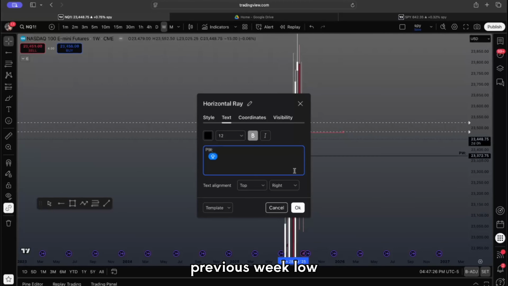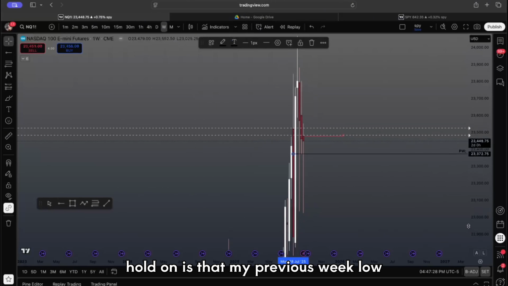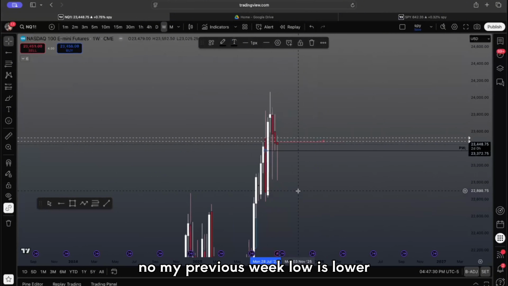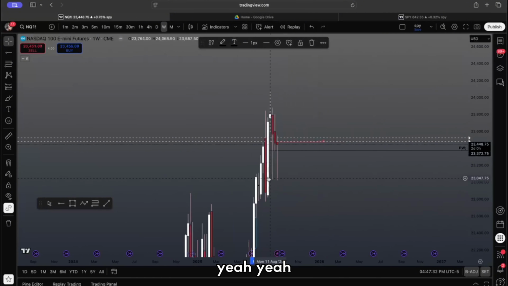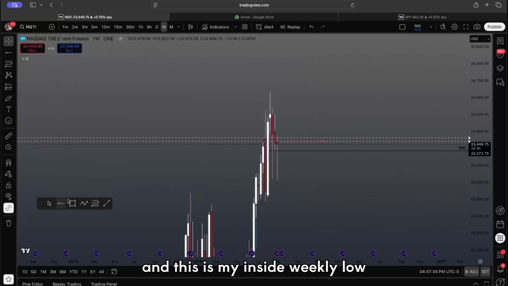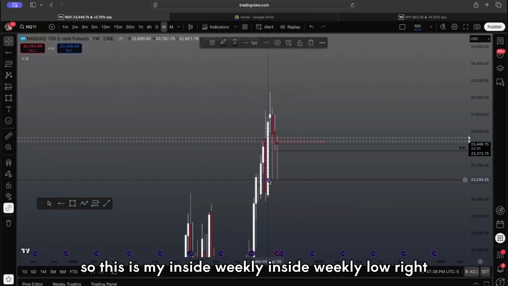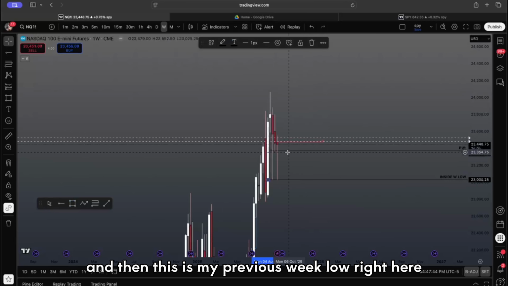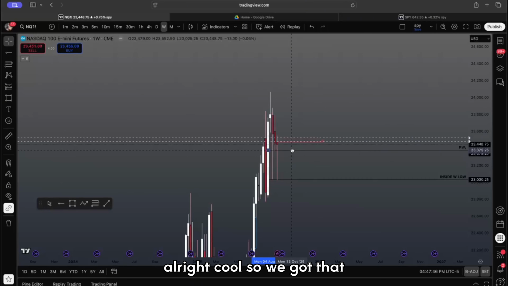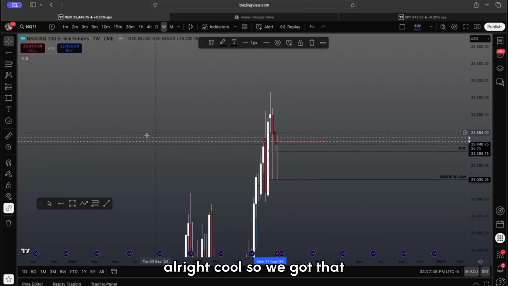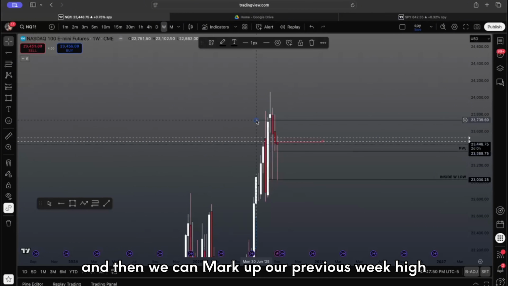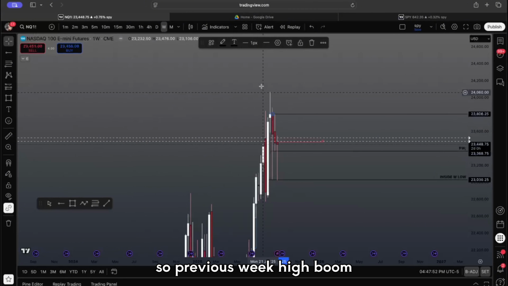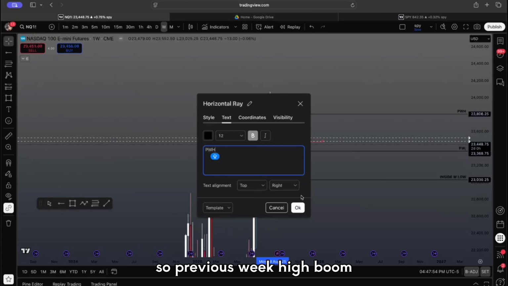Previous week low. Hold on, is that my previous week low? Nah, my previous week low is lower. Yeah, sorry, that is my previous week low, and this is my inside weekly low. That's what I was mistaken with. So this is my inside weekly low, right? And then this is my previous week low right here. All right, cool. So we got that, and then we can mark up our previous week high. So previous week high, boom.